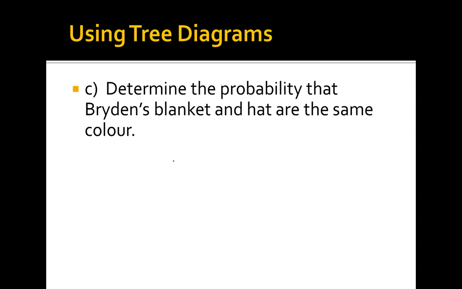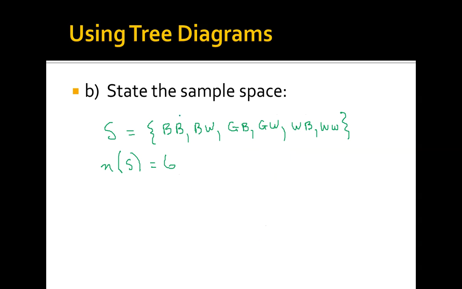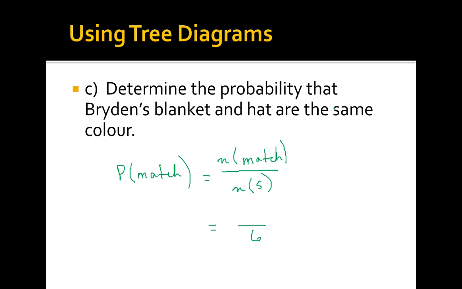What's the probability that Bryden's blanket and hat are the same color? Well, we can now answer that. So the probability that they match, maybe we'll do this one using our definition of theoretical probability. It's the number of different ways they can match all over the total number of possible outcomes, which we just found was 6. So you can go back to the tree diagram or where we listed the sample space, and you can see there are 2 outcomes where his blanket and hat match. They're both blue or they're both white. So the probability of the same color is 2 out of 6, or 1 out of 3.